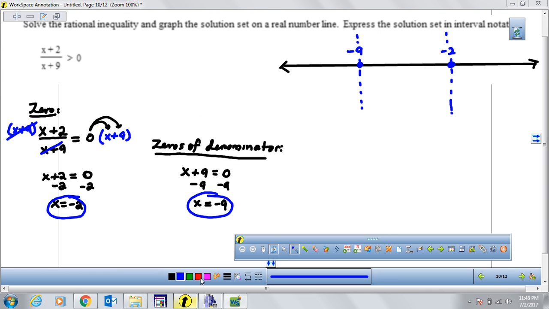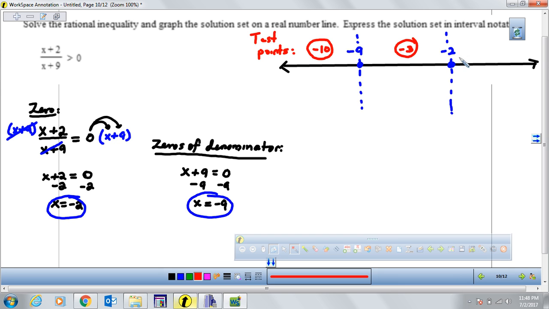So we have to pick the test points next. What could be my test points in this one? So anything on this side, we can use -10 or -11 or -12, so I'm just going to use -10 right away. In the middle between -2 and -9, you can use -8, -7, -6, -5, -4, -3. I'm just going to use -3. And on this side, you can use -1, 0, 1, 2, 3, 4, 5. So I'm just going to pick the 0.